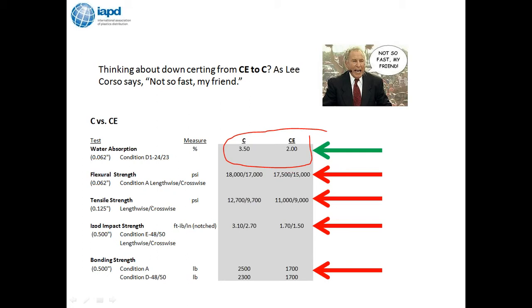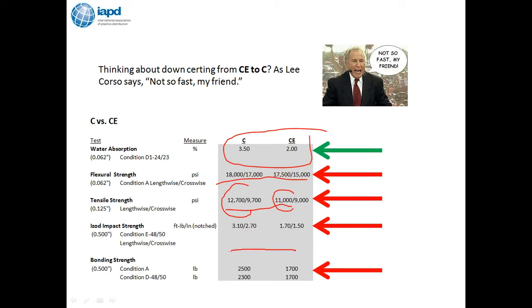But when you start getting down into the flexural, the tensile, the izod impact strength, you see some very noticeable differences there. 17,500 versus 18,000, 11,000 versus 12,700 in the tensile strength. That's more than 10% on that. What we like to say is, do you want to take the chance that your customer really needs the C capabilities of this higher end here? If this is substituted, look at the difference there. You're going to have 11,000 PSI versus 12,700. Same thing in the izod impact strength.